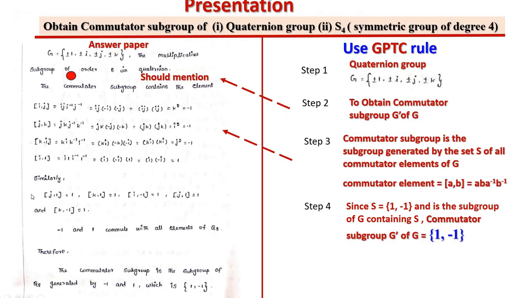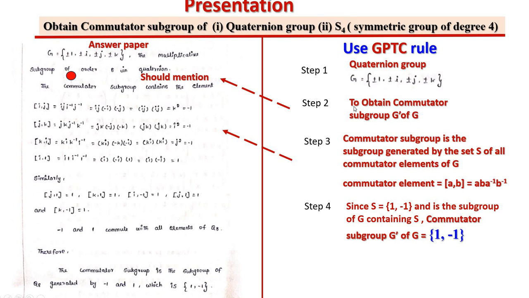Now, see, it is presented. So this is one of the answer sheets that is taken for illustration. The same question: obtain the commutator subgroup of the quaternion group and S4. Now for the quaternion group that we will consider, as said earlier in step 1, what is the quaternion group? That has to be written. That is written here. So that's okay.